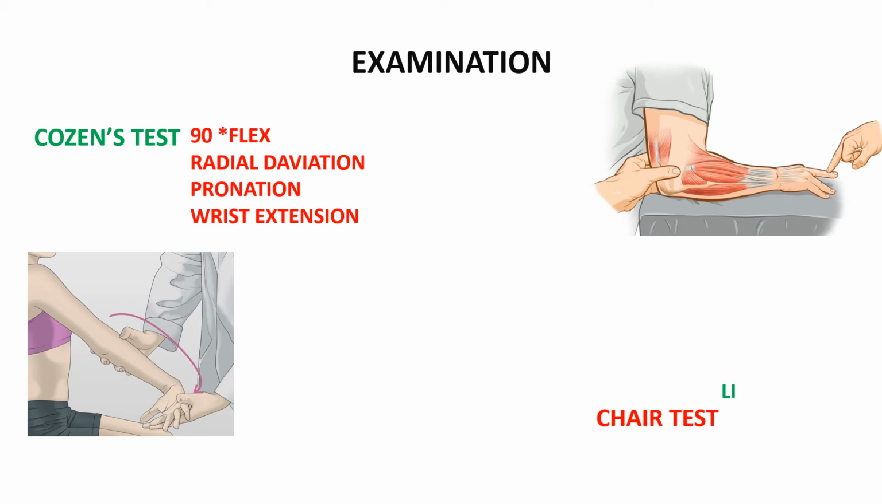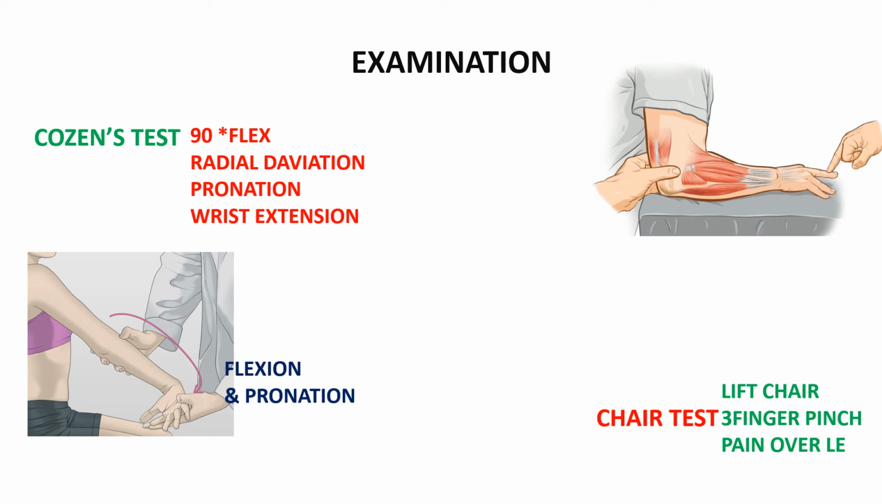In the chair test, the patient is asked to lift a chair using a three-finger pinch, and pain over the lateral epicondyle area is a positive test. In the Mill test, the therapist passively stretches the wrist in flexion and pronation, and pain over the lateral epicondyle area is a positive test. In the Maudsley test, the therapist resists extension of the third digit of the hand.